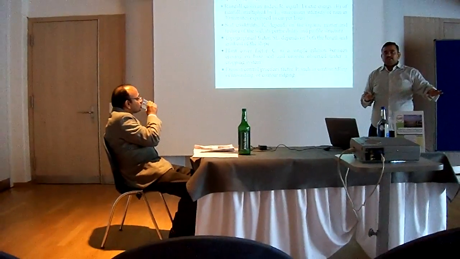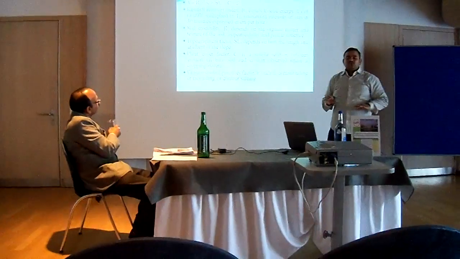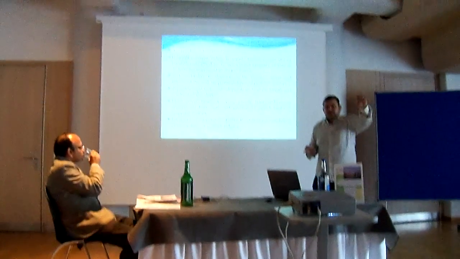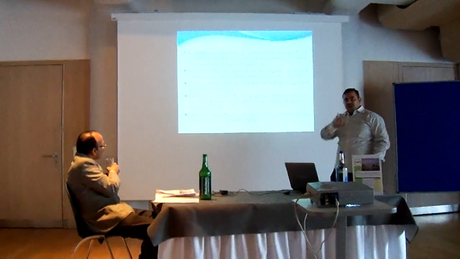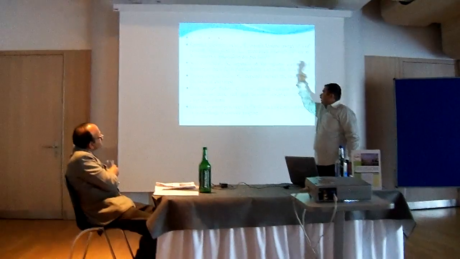C is the cropping management pattern you are adopting in the given area. P is the conservation practice factor. Whether you are doing contour trenching or staggered contouring, or whether you are having terraced slopes like that, all these practices are covered in this parameter P.